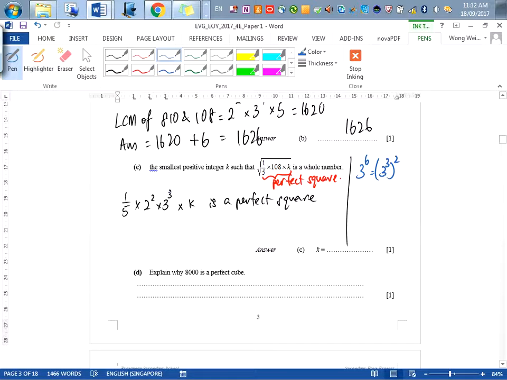Okay? So right now, 3 power 3 is not a perfect square yet. So k must be equal to 3 times something. Now 3 times 3 power 3, you get 3 power 4. That makes it a perfect square already. So the 2 and the 3, they are settled. Now, this 1 over 5 is giving me a problem. What must I multiply to 1 over 5 in order to make it a perfect square? I multiply by 5, because 5 divided by 5 is 1. 1 is a perfect square. Okay, so k is equal to 15. Any questions?